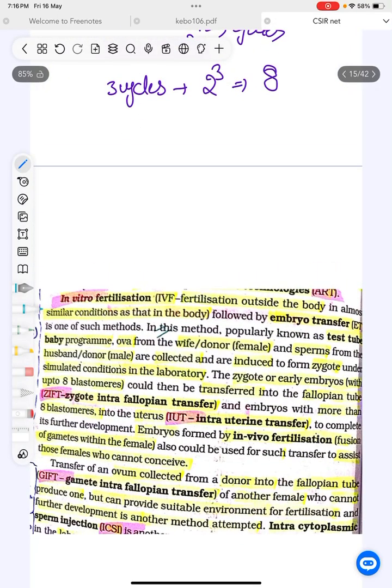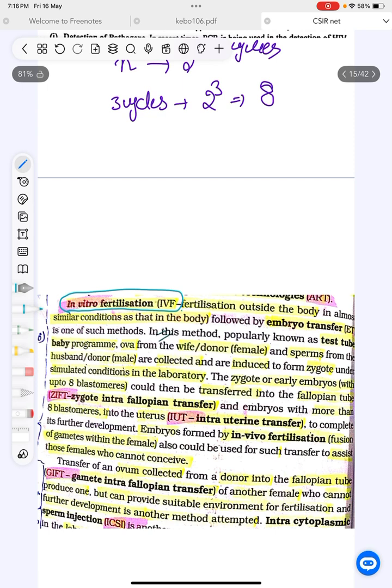This is in vitro fertilization. Let's read what is written here. It is fertilization outside the body, not inside. Similar conditions as in the body are given outside the body, followed by embryo transfer. So embryo transfer happens in this. Embryo transfer is one such method.